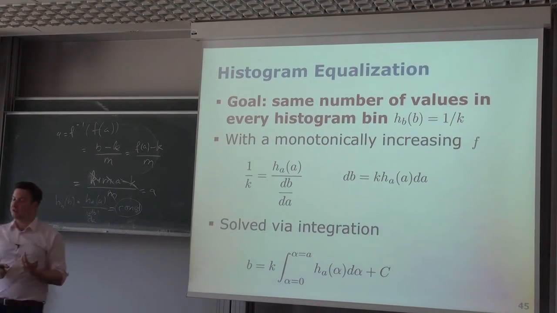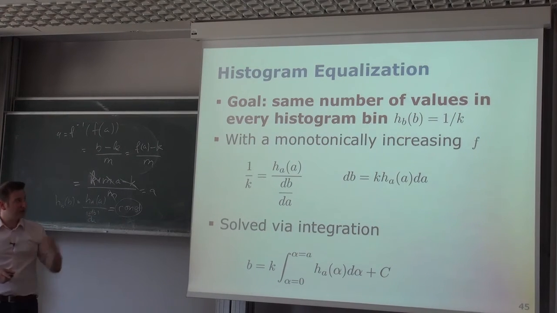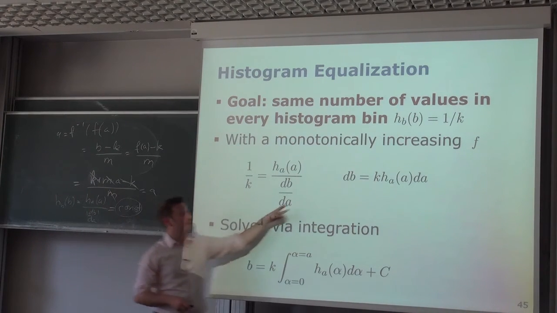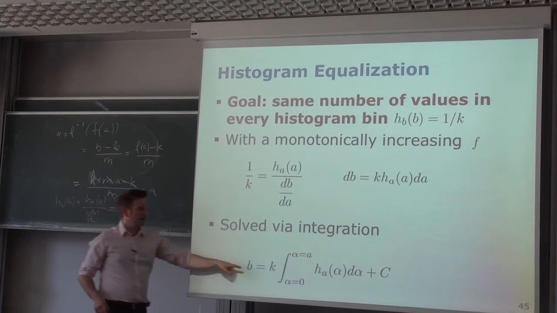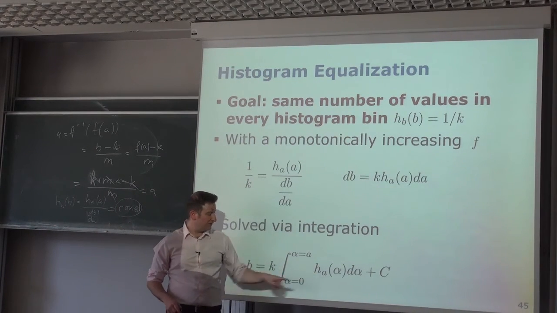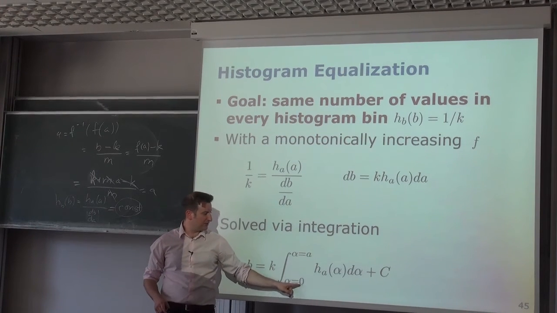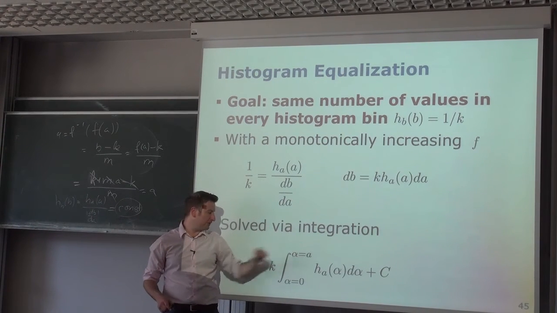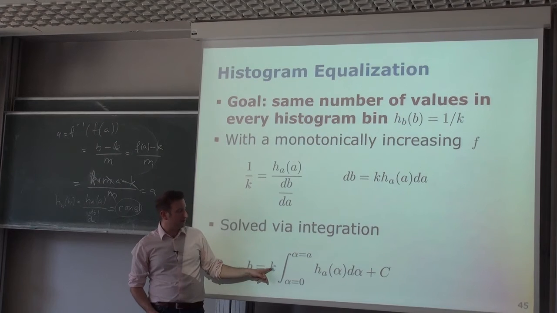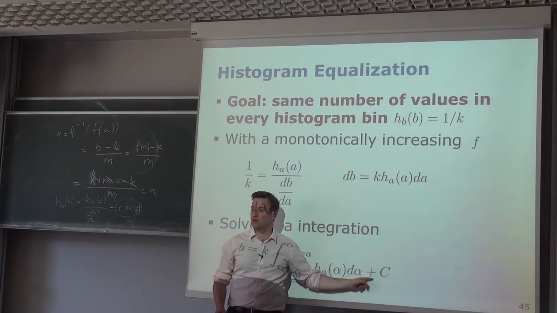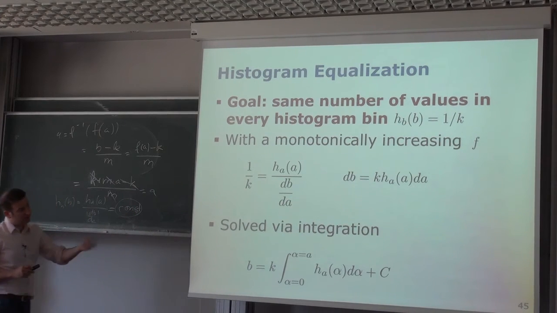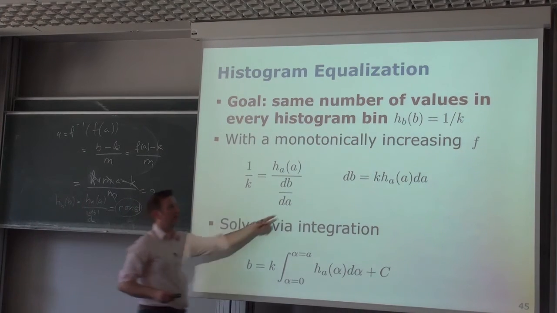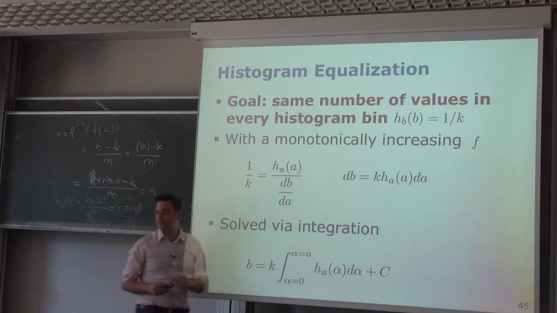And then I can basically integrate both sides and solve this equation by integration. So simply integrate over here, so I get my value of b. I have my integral over these values a. So there's the alpha in here, and integrate from 0 to alpha equals a. I have my factor of k that doesn't change, and I have my integration constant, c over here. Okay, so this is just by integrating, I go from here to here.